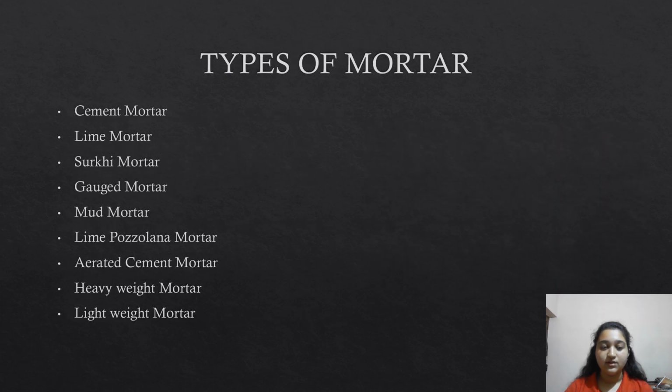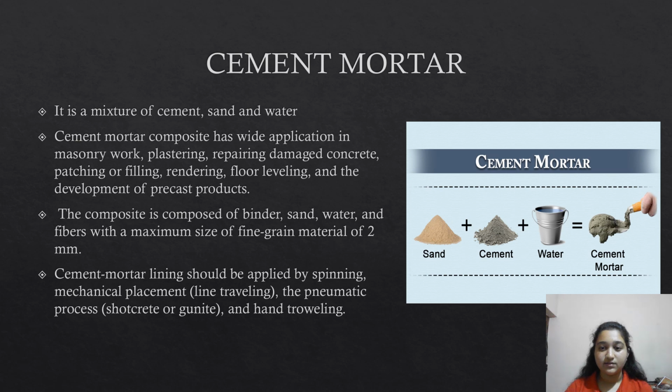Types of mortar: cement mortar, lime mortar, surki mortar, gauge mortar, mud mortar, lime pozzolana mortar, aerated cement mortar, heavyweight mortar, lightweight mortar. Cement mortar. It is a mixture of cement, sand and water. Cement mortar composite has wide application in masonry work, plastering, repairing of damage, concrete patching or filling, rendering, floor leveling and the development of precast products.